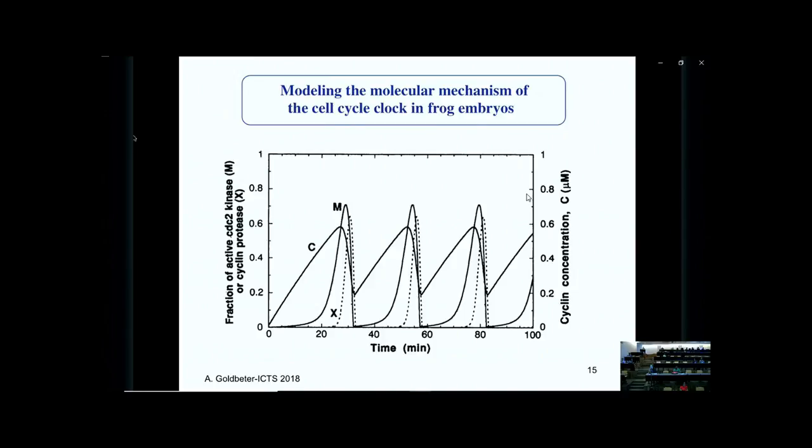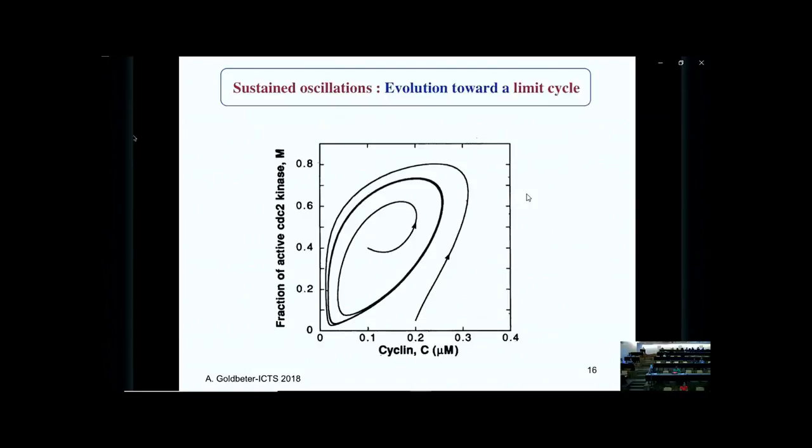Okay. So if you plot that in the phase plane, if you plot the fraction of active CDC2 kinase M as a function of cyclin, this is a projection of the 3-variable trajectory on a 2-variable phase plane, you see that you can reach the same closed curve regardless of initial conditions. And so you evolve to the same closed curve, which is called the limit cycle. Yesterday, I discussed limit cycle behavior in a model for circadian oscillations. You see that we recover here the similar type of dynamical behavior.